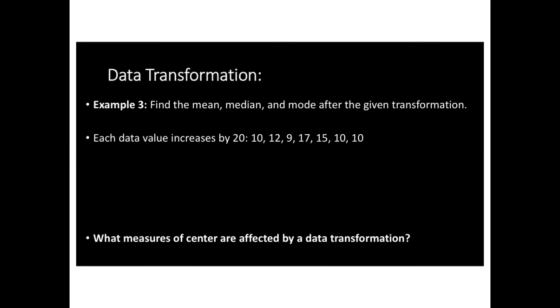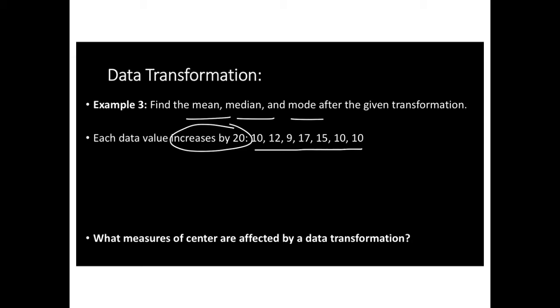All right, so for example here, we're going to go ahead and find the mean, median, and mode, and we're actually going to do it twice. We're going to do it once for the original data set, and then we're going to do it again after everything has been increased by 20. So go ahead and pause the video, find the mean, median, and mode, and then check back in and see what you got.